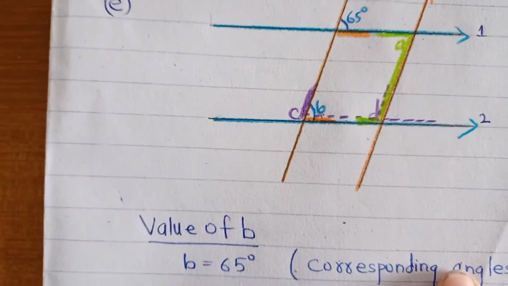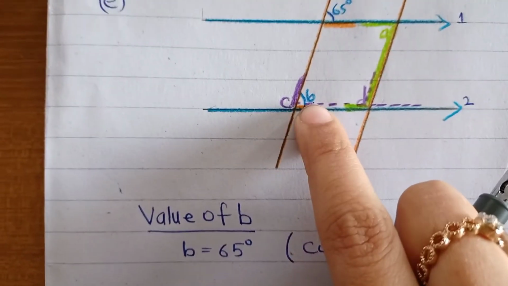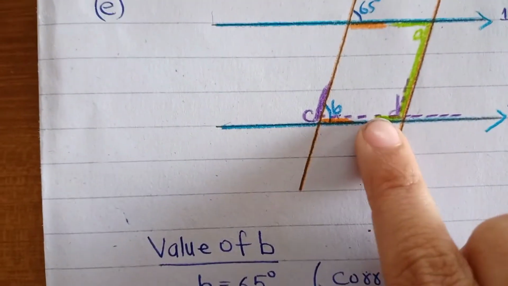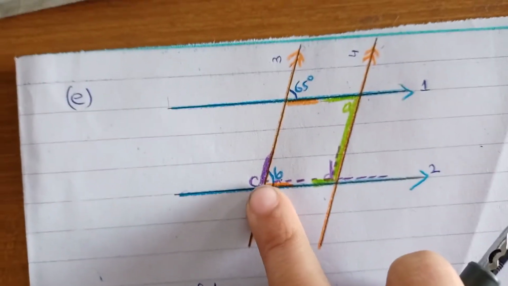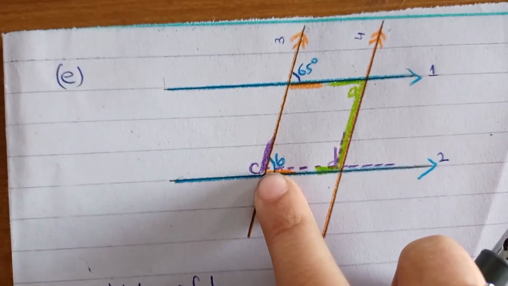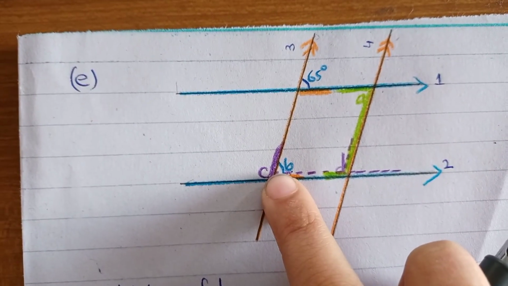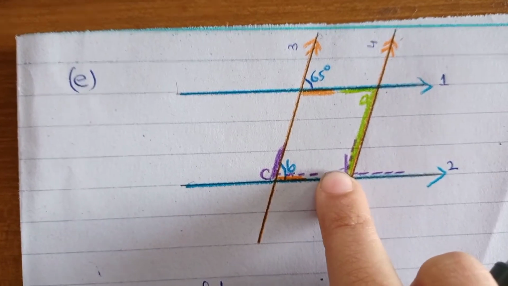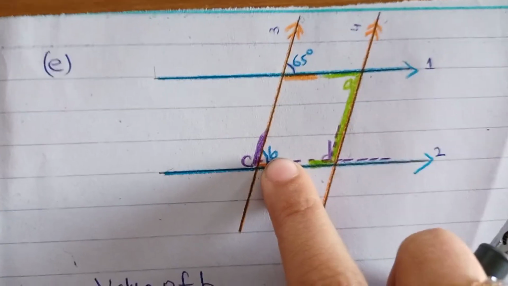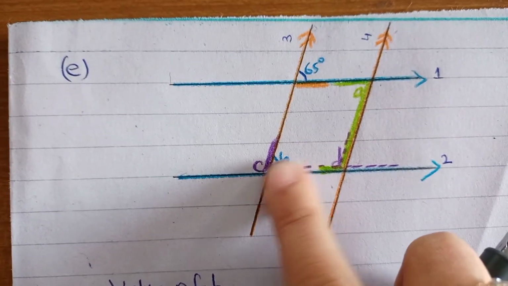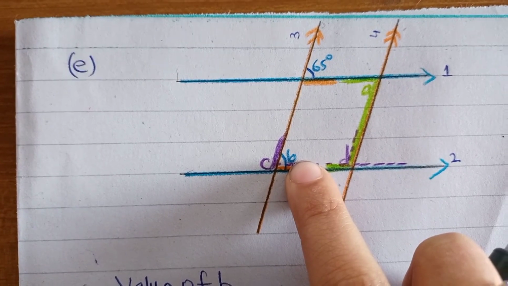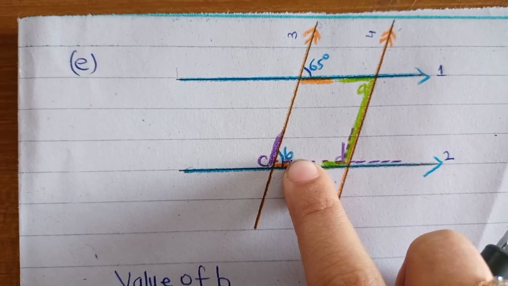Now I will solve the value of C, because I know the value of B. You have to consider parallel line 2, which is cut by the transversal, the third parallel line. You can see two angles are again formed on the straight line. These are angles on a straight line, which is equal to 180 degrees, or you can say supplementary angles, which is again equal to 180 degrees.